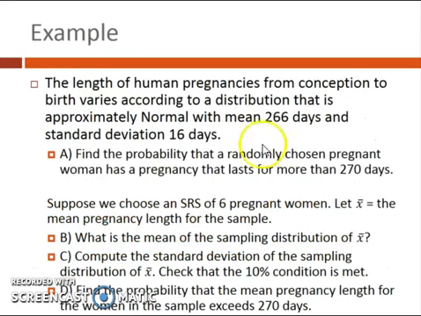The last example has to do with human pregnancies. It turns out that the length of human pregnancies from conception to birth varies according to a distribution that is approximately normal, with an average of 266 days, felt much longer than that, and a standard deviation of 16 days. Find the probability that a randomly chosen pregnant woman has a pregnancy that lasts more than 270 days.